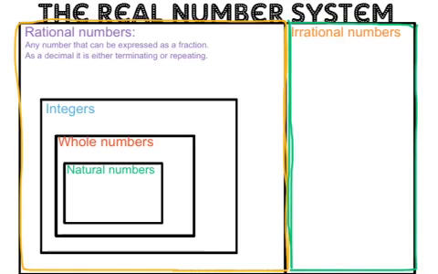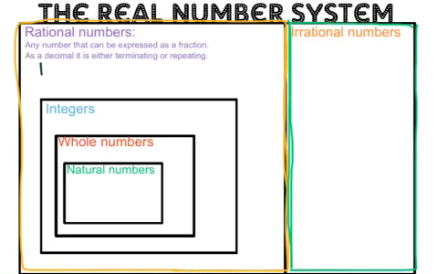Okay, so add this to your graphic organizer. The definition of a rational number is any number that can be expressed as a fraction. And as you know, fractions can be converted into decimals. And when they're converted to decimals, they're going to either be a terminating or a repeating decimal. So some examples of rational numbers would be a fraction like 1/2.